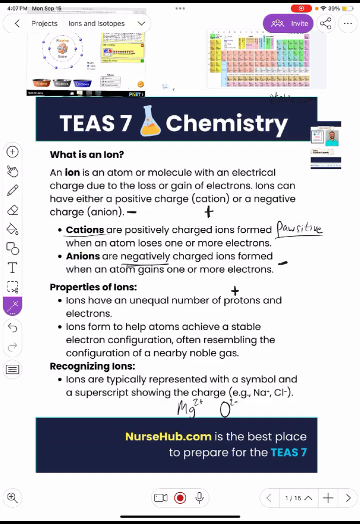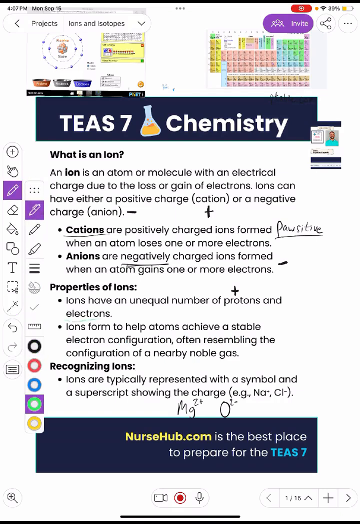And the reason why ions exist in the first place is because they have an unequal number of protons and electrons. And this is a big thing. Ions form to help atoms achieve a stable electron configuration. We're going to unpack this a lot today. This is where the periodic table is going to become our best friend, the gift that keeps on giving.